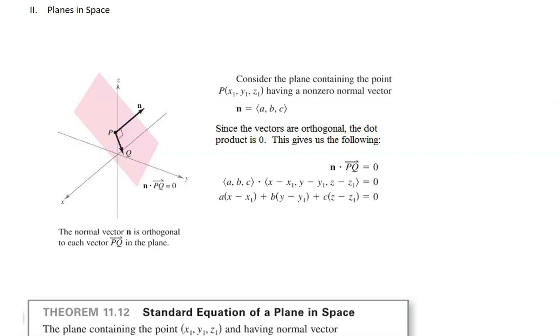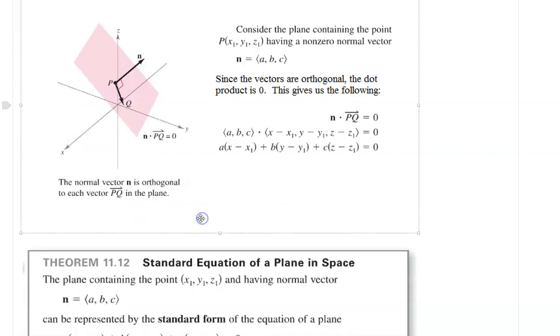Since the vectors given here, PN and PQ, are orthogonal, the dot product is 0. And this gives us that n dot PQ equals 0. So ABC dot x minus x1, y minus y1, z minus z1 equals 0. And that is the scalar 0. It's a dot product. So a times x minus x1 plus b times y minus y1 plus c times z minus z1 equals 0. And we can use that to represent the equation of a plane in space.